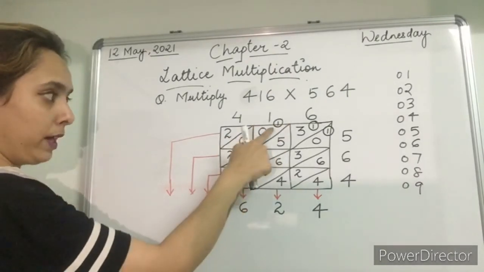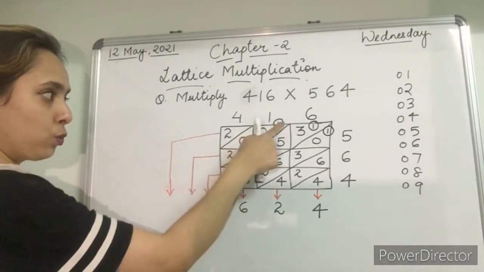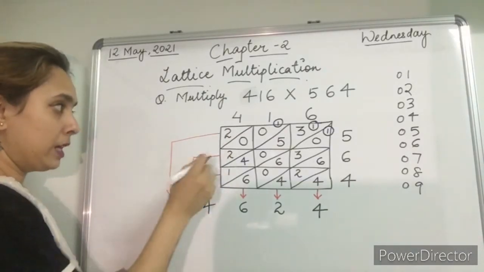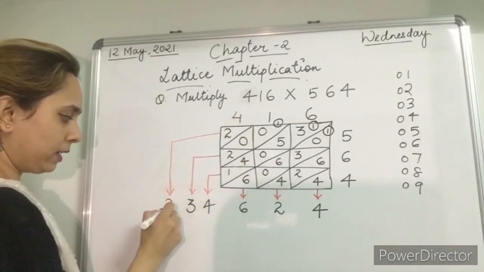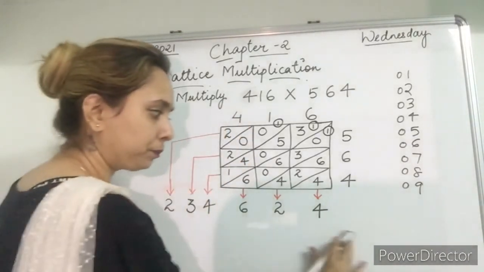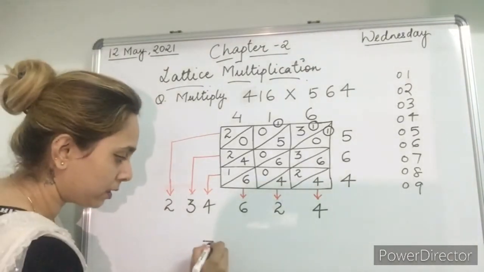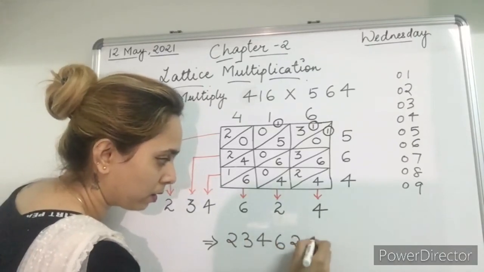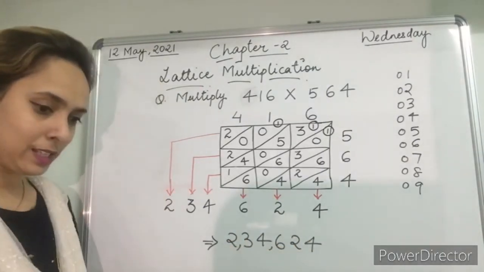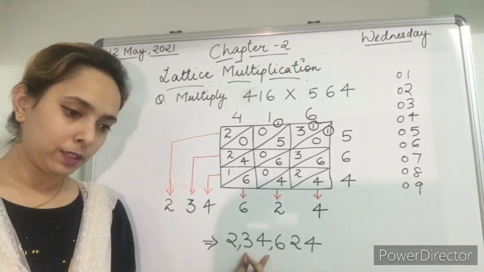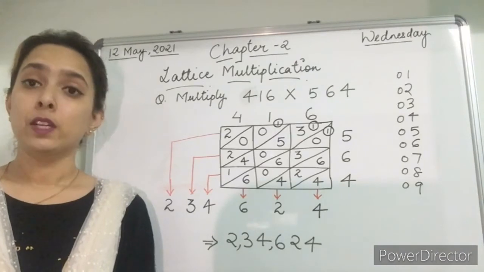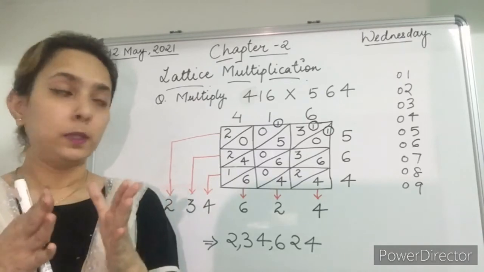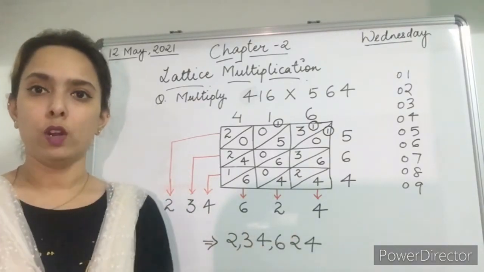Add all these numbers. So here we have 1 plus 0 plus 0 plus 2. So 1 plus 2 is 3. So this 3 will be written here. Next, last number is 2. So we will write this 2. Now we have got a series of numbers. This is our answer. This is the product. Put the comma. The answer is 2,34,624. This lattice method is very interesting, and children, trust me, you will enjoy while solving the questions.